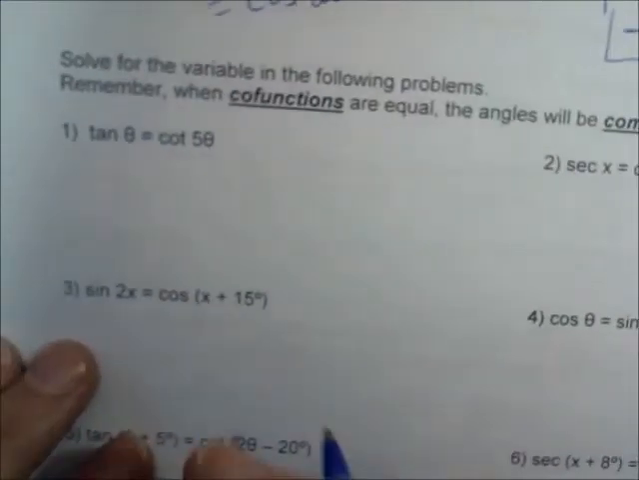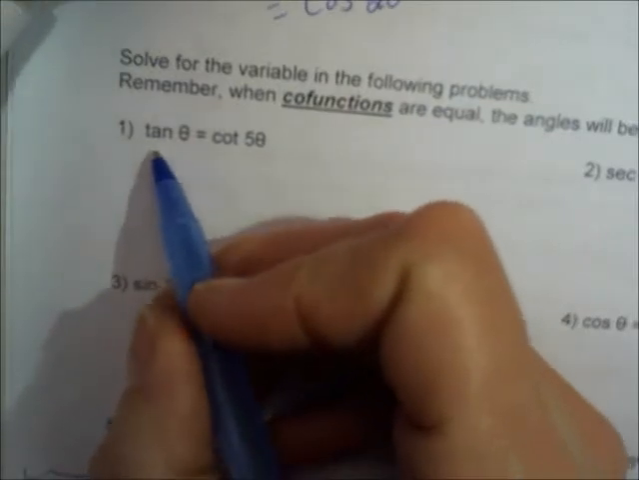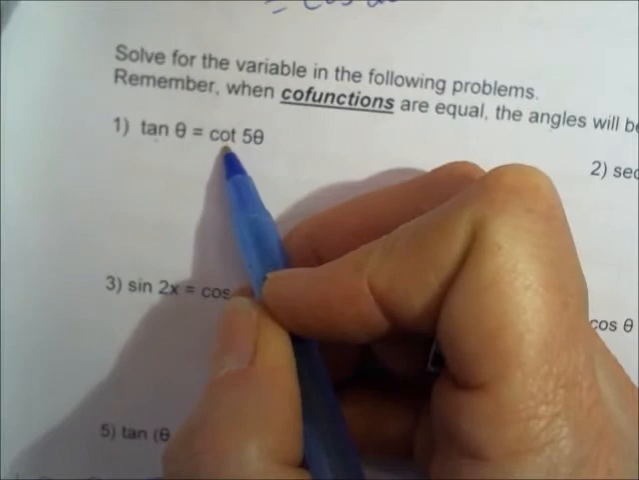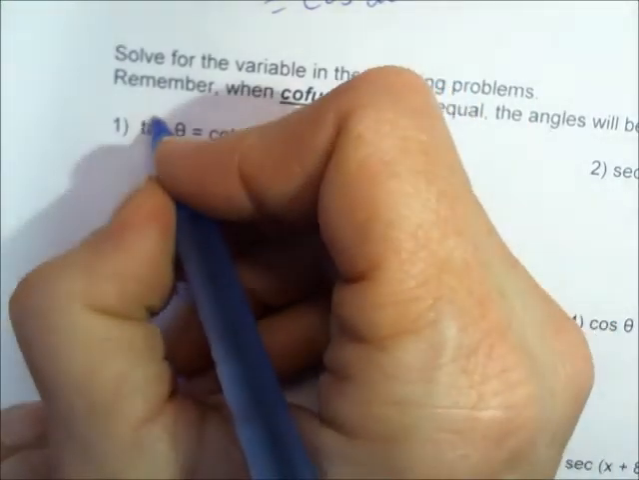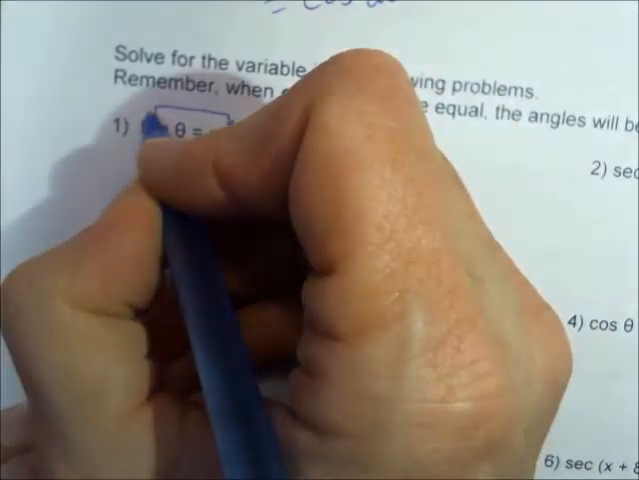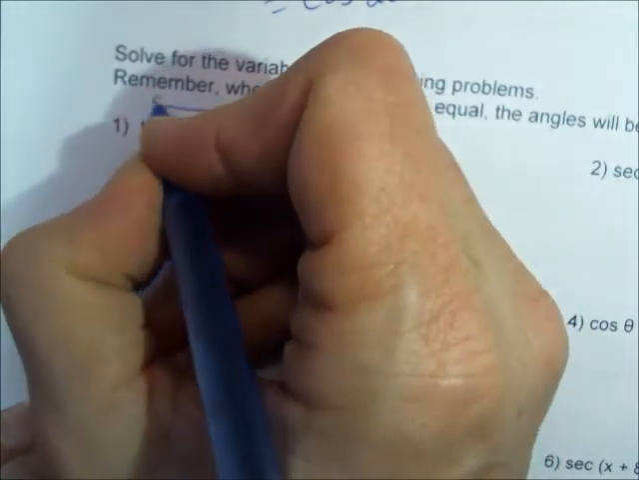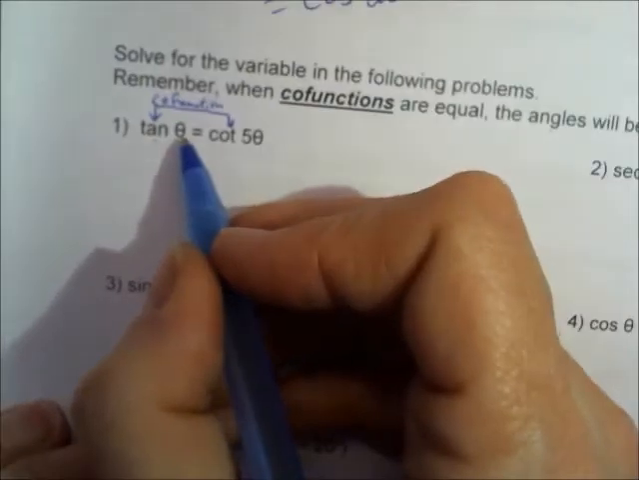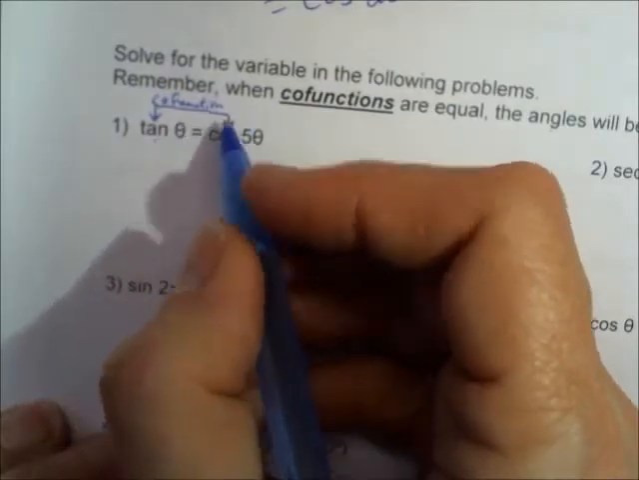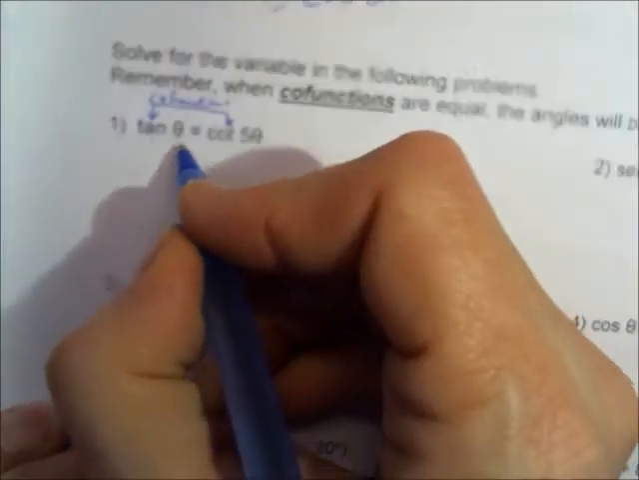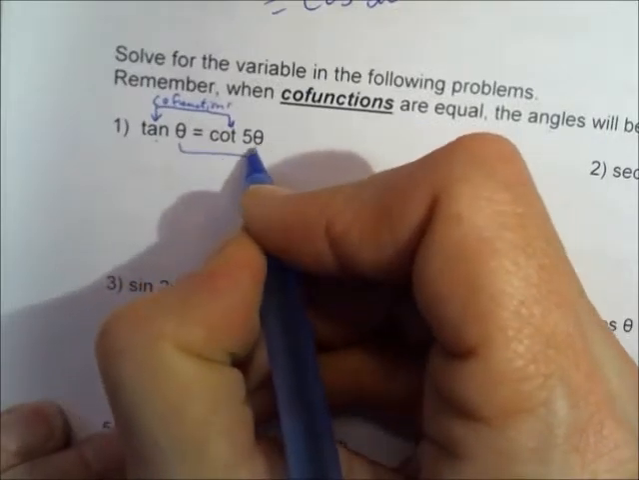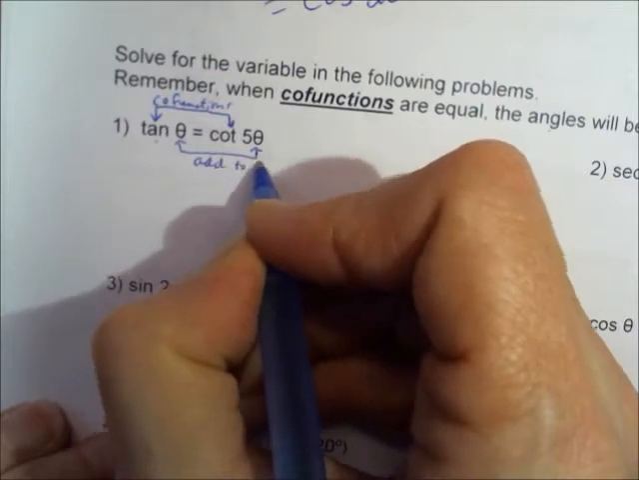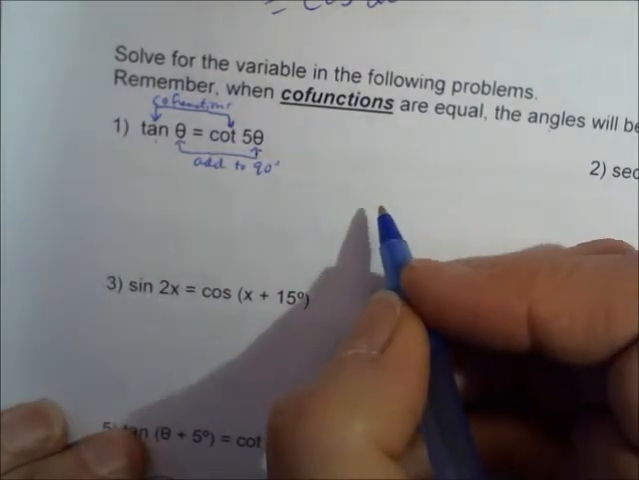So when we get an equation like this, if we see that a tangent of something is equal to a cotangent of something, well, tangent and cotangent, we learned before, are cofunctions. Tan, cotan. So because those two are cofunctions of each other, what that means is the angles that are after these cofunctions add to 90 degrees because they're complementary.